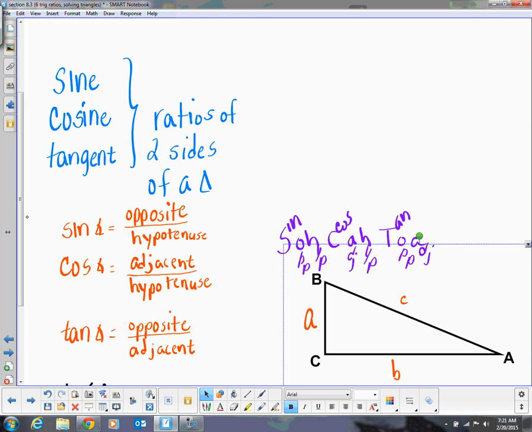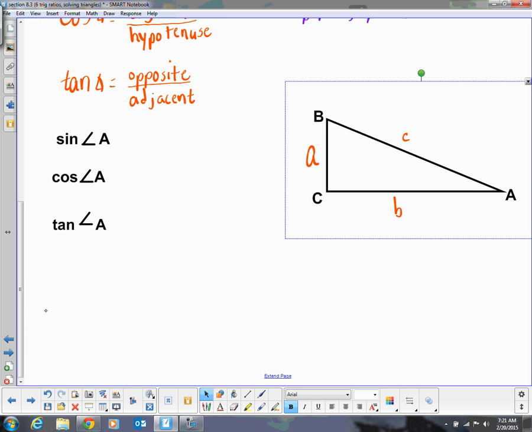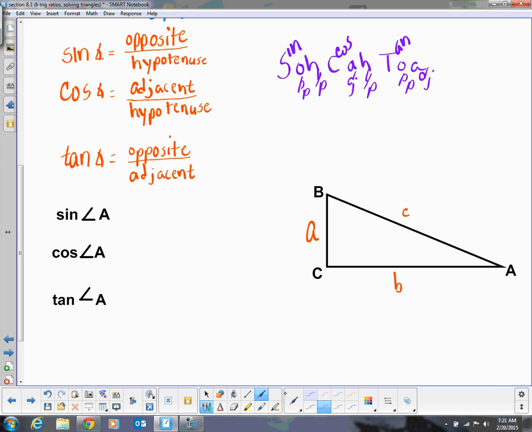All right, so I'm going to bring this down, and these trig functions are very specific to the angle that is mentioned. Because we're working with angle A, I'm going to highlight angle A. Now, with respect to angle A, who's opposite? A. A is opposite. With respect to angle A, who's adjacent? C is your hypotenuse. So who's adjacent to A?